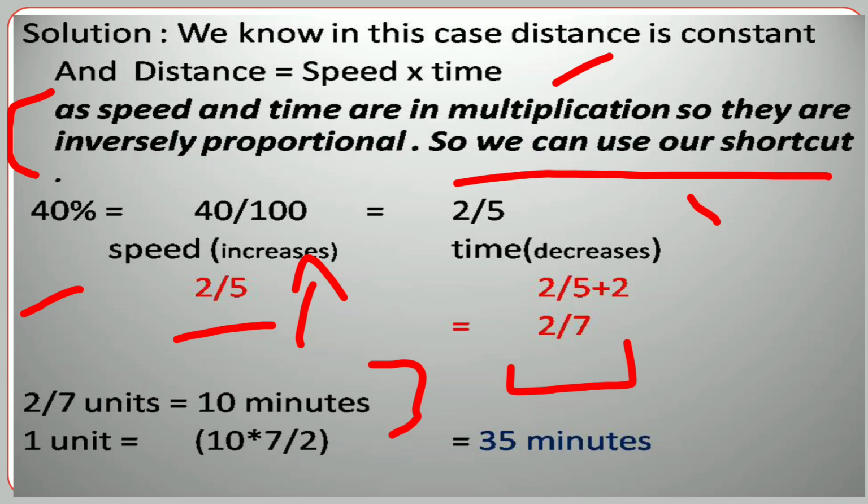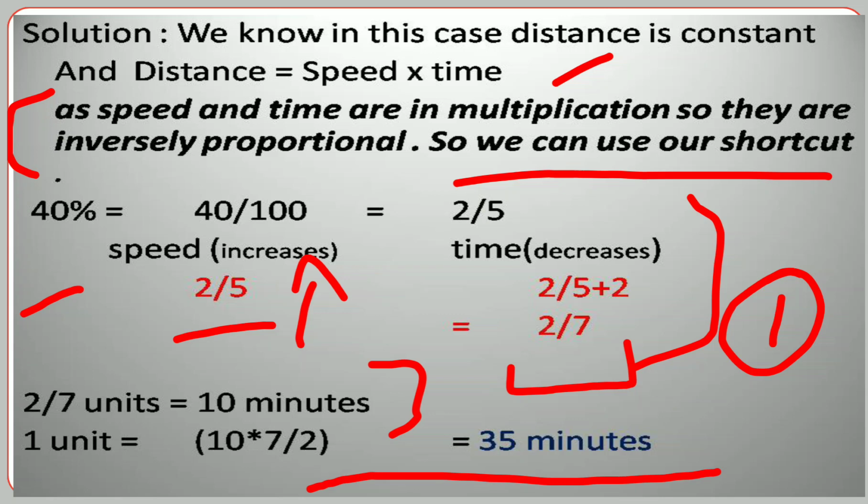So what is the value of 1 unit? 1 unit here is the initial time taken, our usual time. So 1 unit is equal to 10 divided by 2, multiplied by 7, by the unitary method. So from this we get 1 unit is equal to 35 minutes.